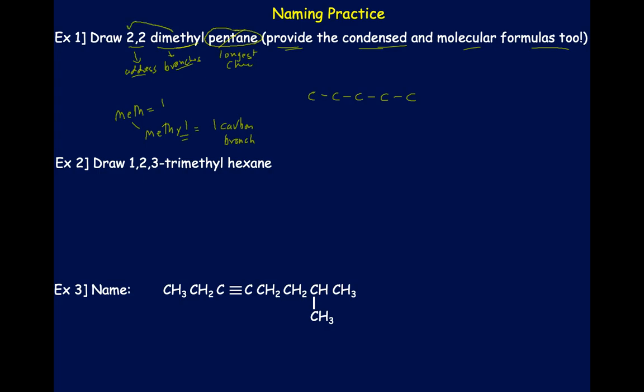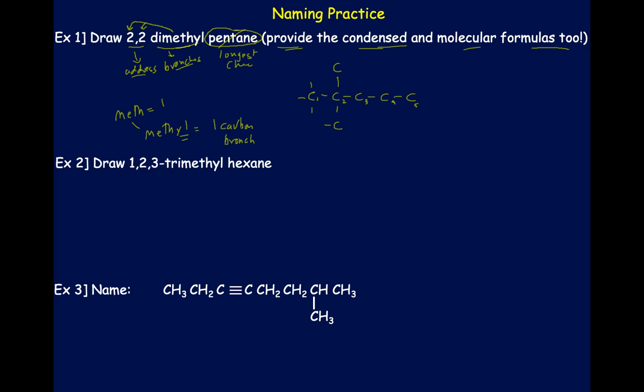It tells me to put them on carbon number 2. So where's carbon number 2? I'm going to name them. This is carbon number 1, this is carbon number 2, this is carbon number 3, carbon number 4, and carbon number 5. Okay, so I'm going to put a 1 carbon branch here, and the other 1 carbon branch there. So that was my 2,2 dimethyl, 2 one carbon branches on that.